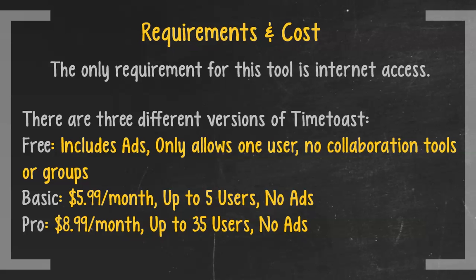The free version includes ads, and it only allows 1 user. There's no collaboration tools or groups in the free version. The basic version is $5.99 a month. Up to 5 users can edit the timelines, and there are no ads for this one. The Pro version is probably best for a classroom setting. It's $8.99 a month, and up to 35 users can access and edit any of the timelines. There's also no ads here either.